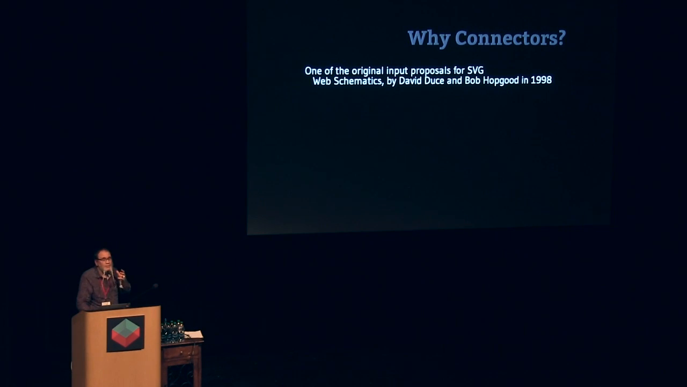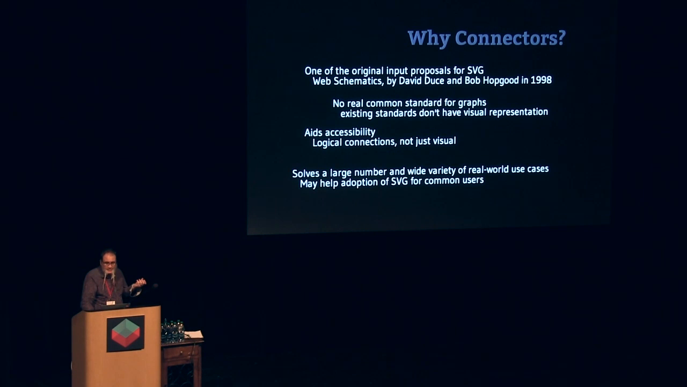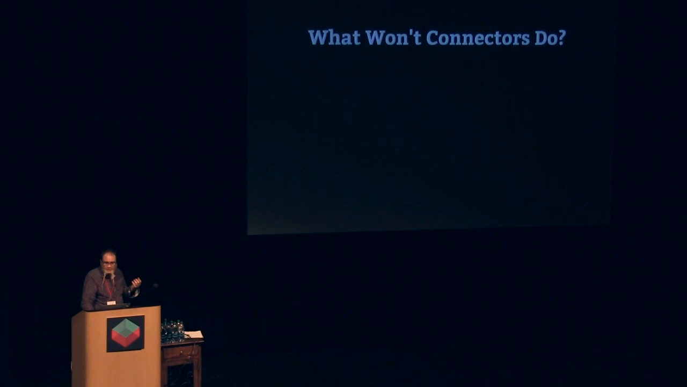So why would we do connectors? When SVG was first created, this was one of the primary things that a set of people wanted to do. This was one of the original inputs. They never got around to doing it. There is no standard for graphs. There are ways to denote graphs, but there's no way to say how a graph actually looks and is represented. And of course, as I said, it aids accessibility, and there are a lot of common use cases for it.